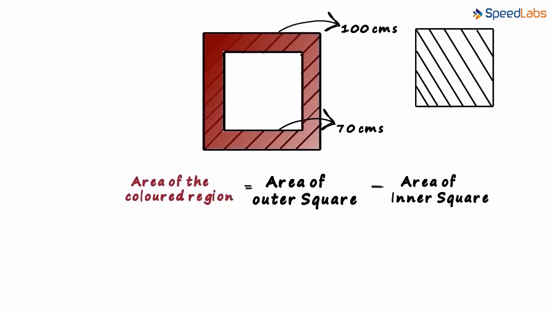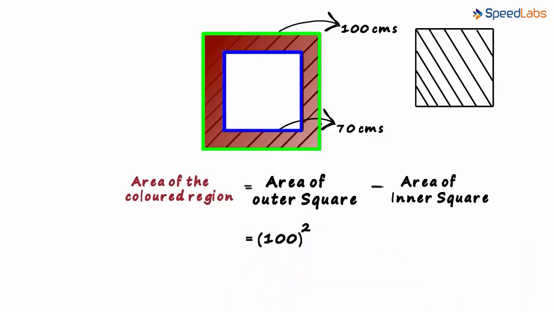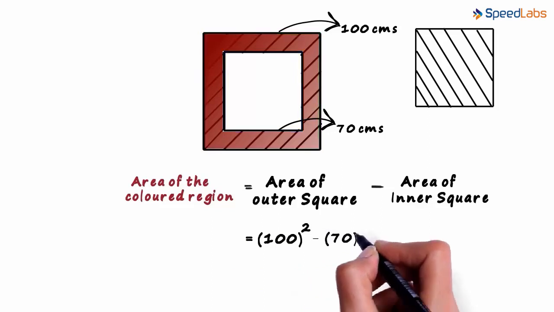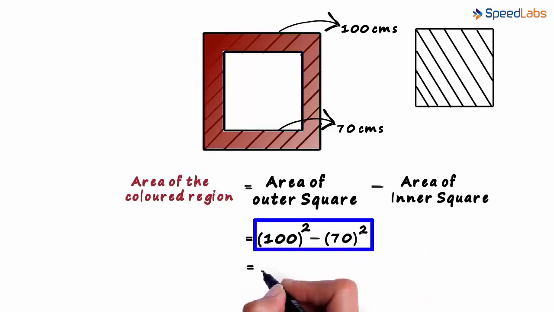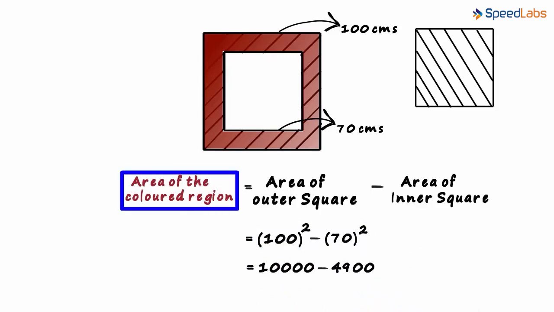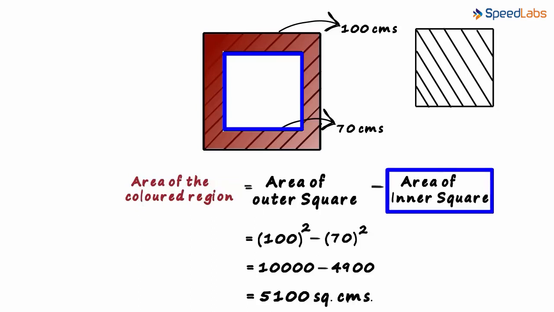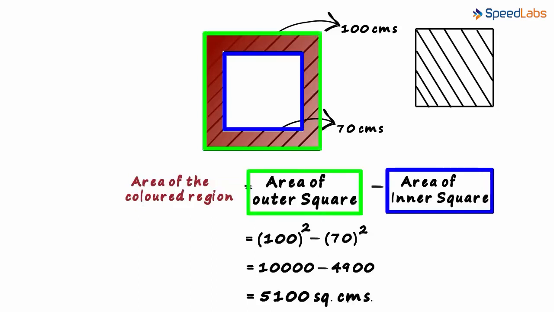So the area of the outer square will be 100 squared and the area of the inner square will be 70 squared. This will equal 10,000 minus 4,900. So we get the area of the colored region as 5,100 square centimeters. To find the area of the colored region, all we had to do was subtract the area of the inner square from the area of the outer square.